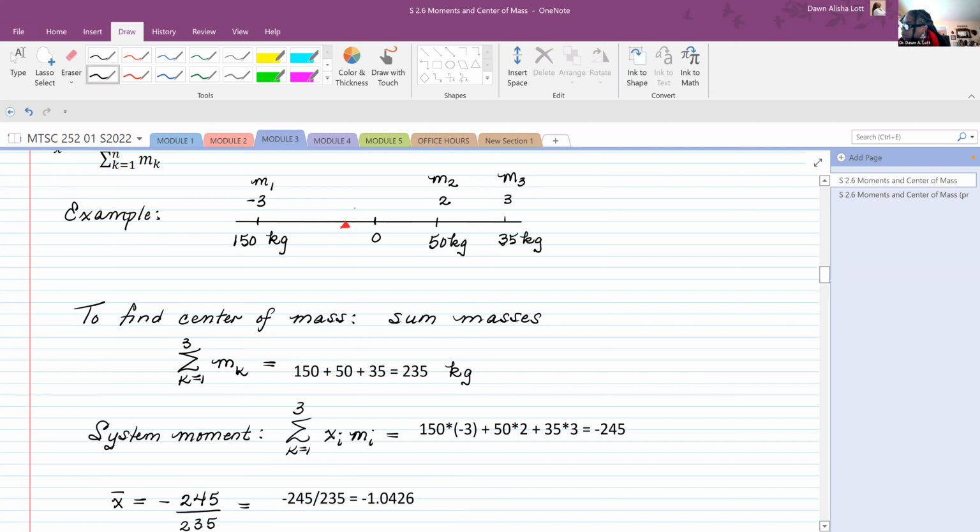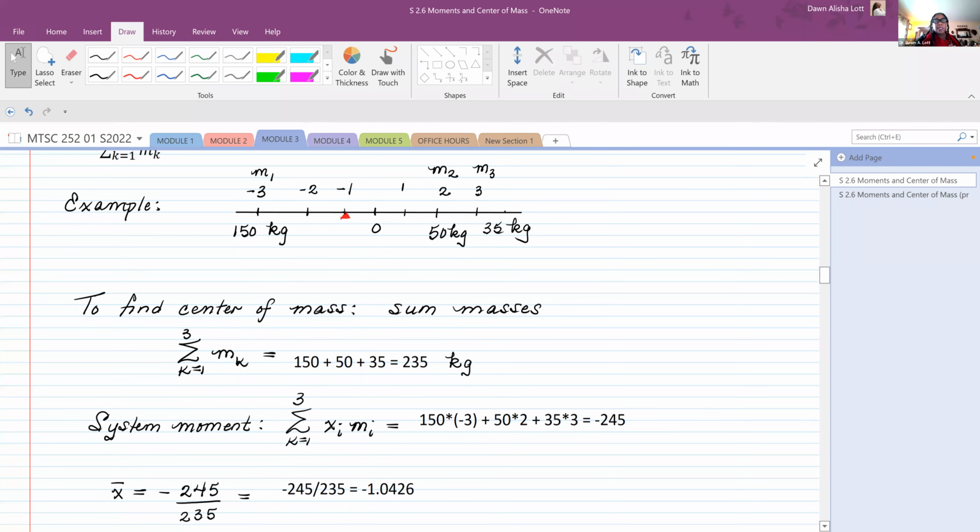Okay, so this would be -1, -2, and then 1, 2, maybe 3 is a little off. 3 should have been a little bit closer, like here. Okay, so notice the center of mass is very close to -1 because that one mass is much heavier than the others, and so it moves it across the line.